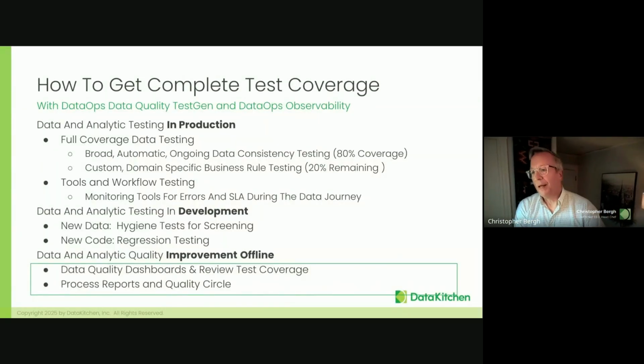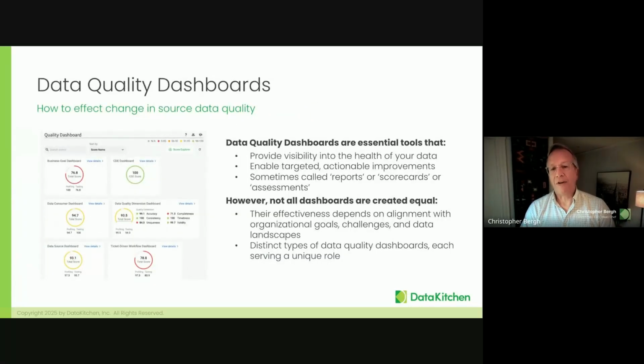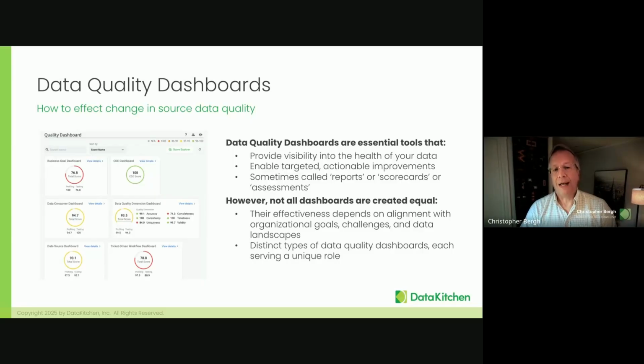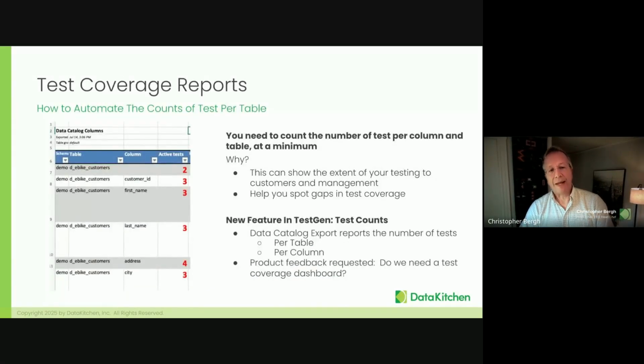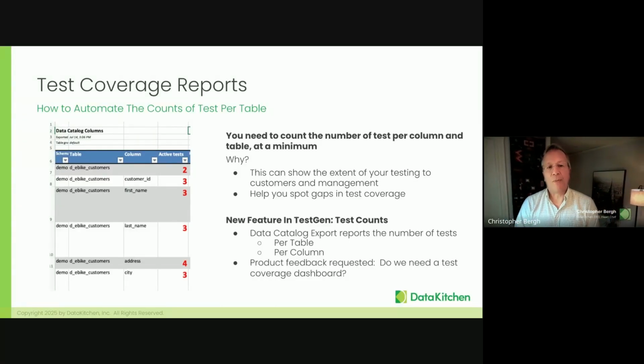So lastly, how do you improve offline? And so we're getting close to the end here. We've got one more section. So one way to get improvement offline is to do data quality dashboards. In our last webinar, we had a new feature on this. And this is a way to judge and measure source data quality. I want to make sure all my source data has not changed or is good. Now we actually have a new feature in TestGen. We call it test coverage reports.